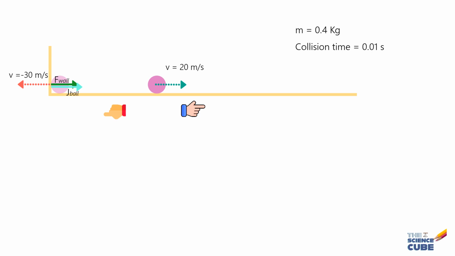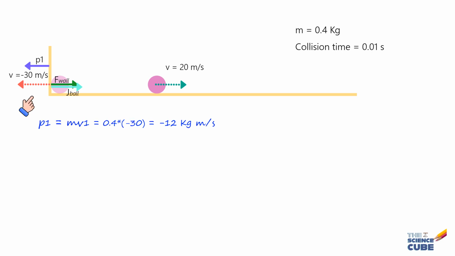So this becomes negative. Then we can say that the initial momentum of the ball is P1 equal to mv1, which equals 0.4 into minus 30 meters per second, which equals minus 12 kilogram meters per second. And the final momentum is P2 equal to mv2, that equals 0.4 into plus 20 meters per second, which equals plus 8 kilogram meters per second.